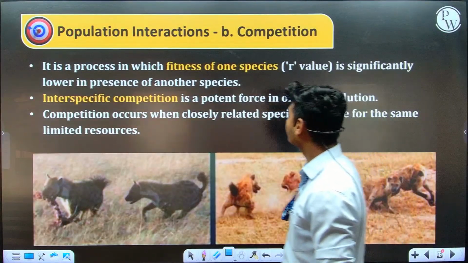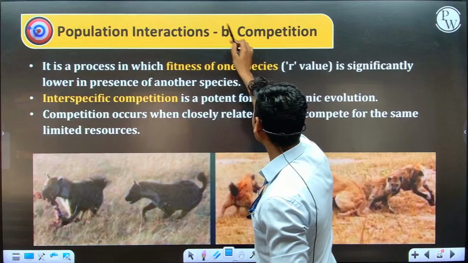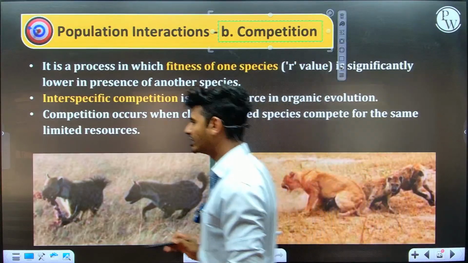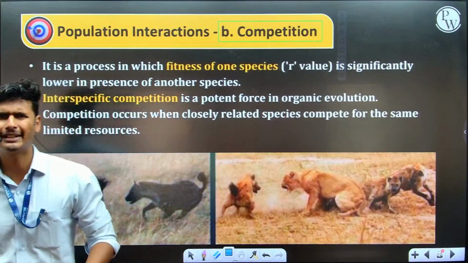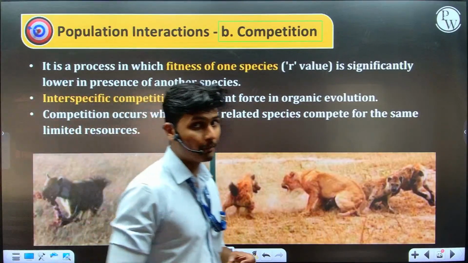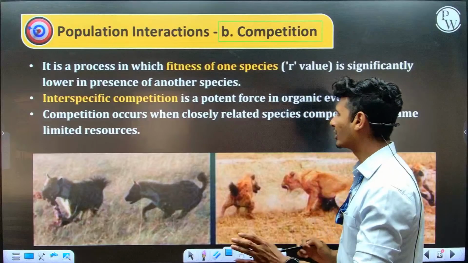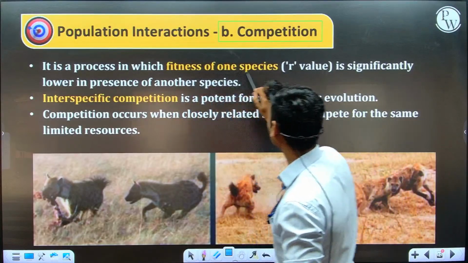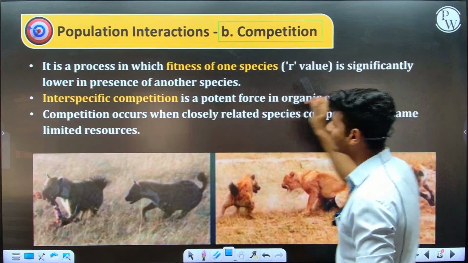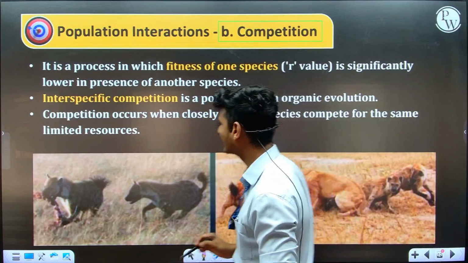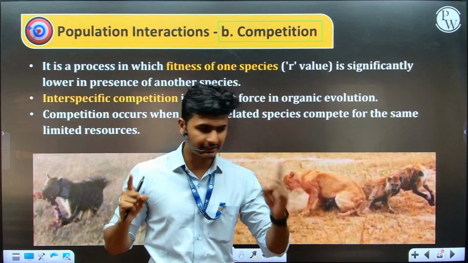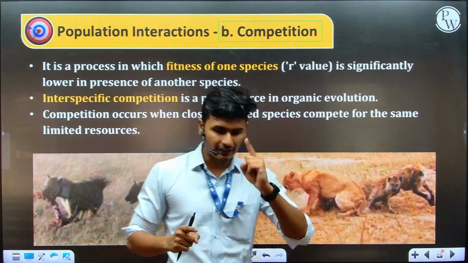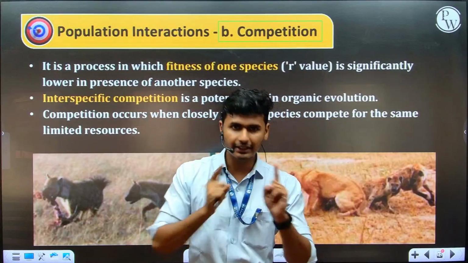Now, in the next slide, there is another terminology named competition. With limited time, we are going to cover competition a little bit fast. It is an important topic we are going to cover today. It is a process in which the fitness of one species is significantly lower in the presence of another species. One species, another species, both species have one food or one resource. Now they are struggling, like you guys.